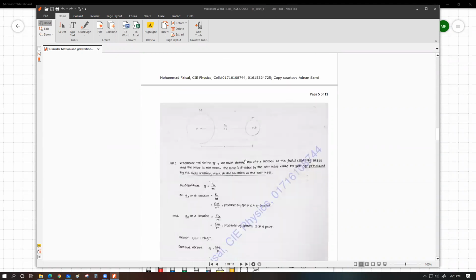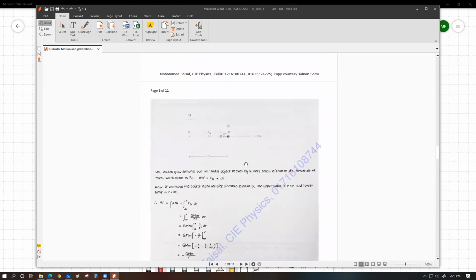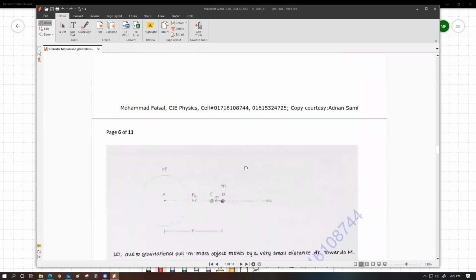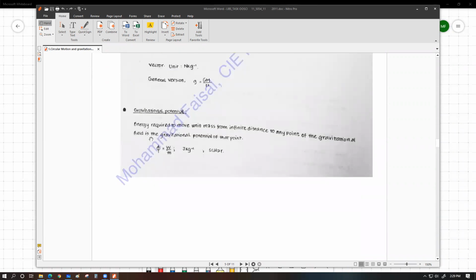What I was trying to show you is the calculation for gravitational potential, here it is. This is the theoretical definition for gravitational potential. This is how it is defined: energy required to move unit mass from infinite distance to any point of the gravitational field is the gravitational potential of that point.